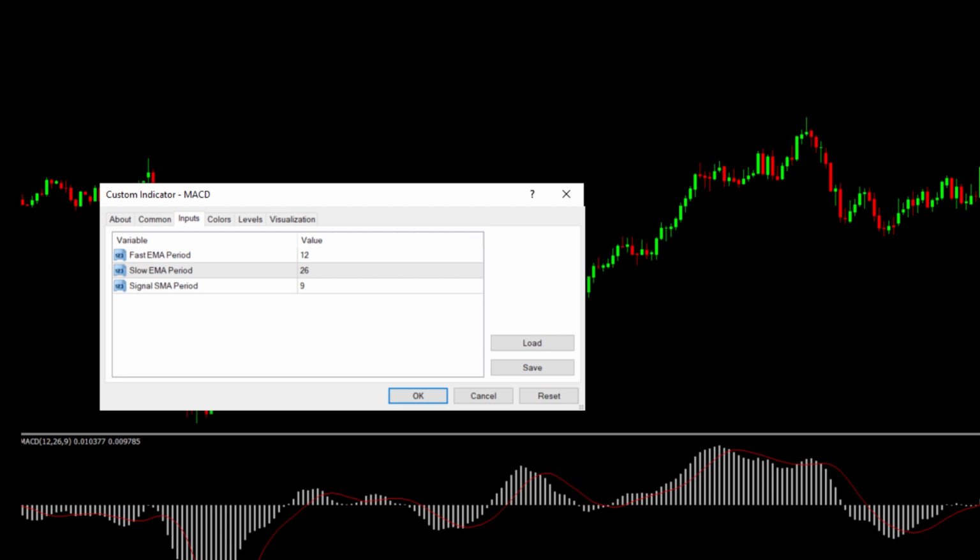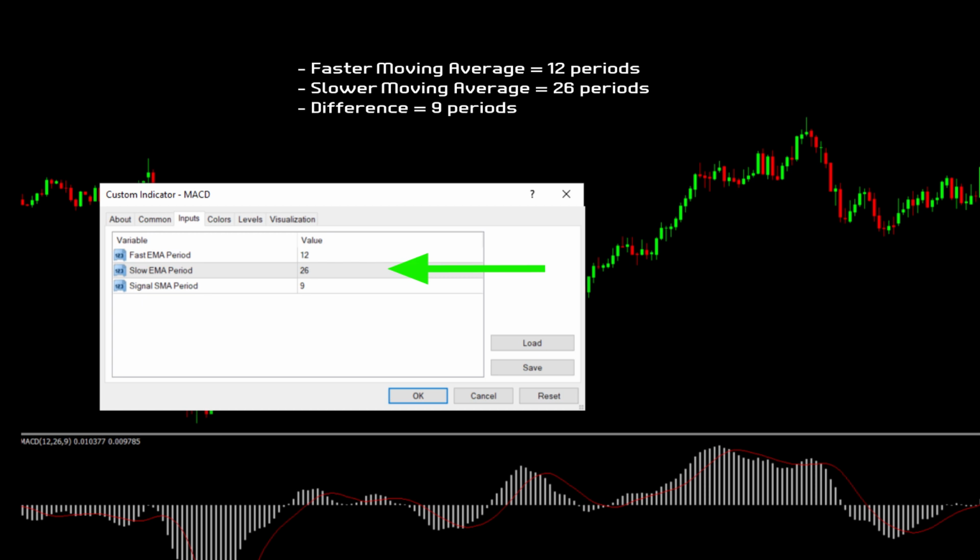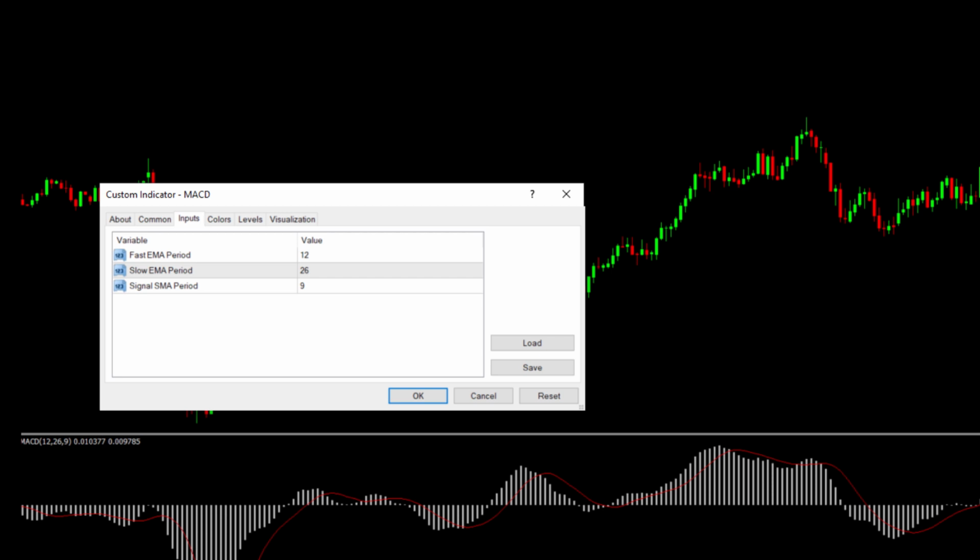The MACD default settings are the settings that I recommend using, as most traders are analyzing the MACD based on these settings. As you can see, usually there will be three numbers that are used as the default settings for MACD in MT4, which are 12, 26, and 9. The first number, which is 12, shows the number of periods used to calculate the faster moving average, and the second number, which is 26, shows the number of periods used for the slower moving average. The third number, which is 9, is the number of bars used to calculate the moving average of the difference between the faster and slower moving averages.